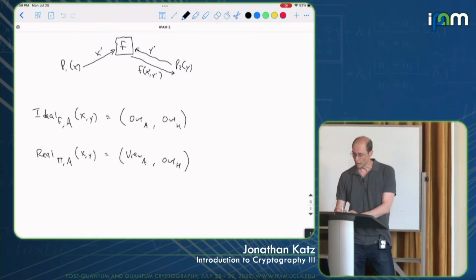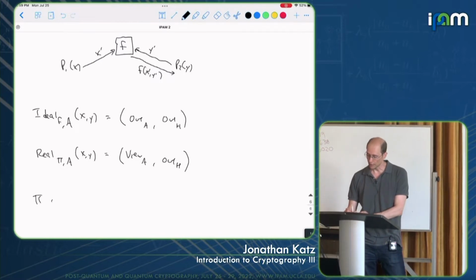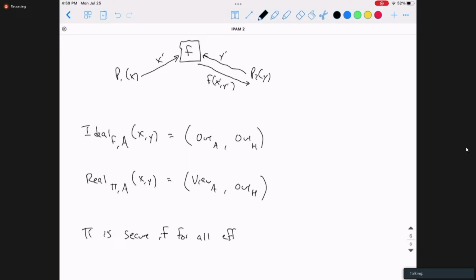Good. And what we'll say is that a protocol pi is secure if for all, let's say, efficient, meaning probabilistic polynomial time, adversaries A, and all x, y, and z, where x and y correspond to the inputs of the parties, z will represent some auxiliary information that A might have, whether about the honest party's input or about something else going on. It just represents some auxiliary information.